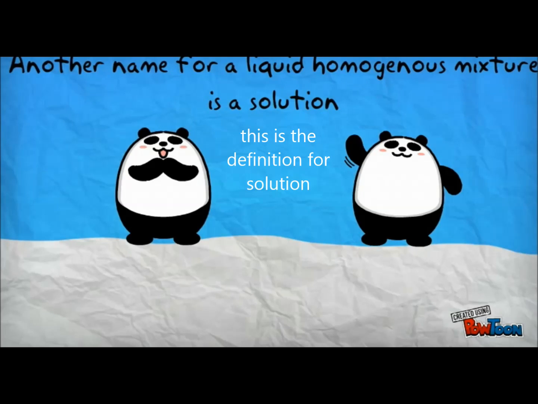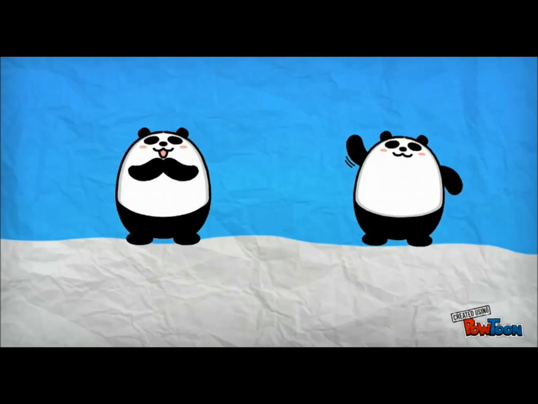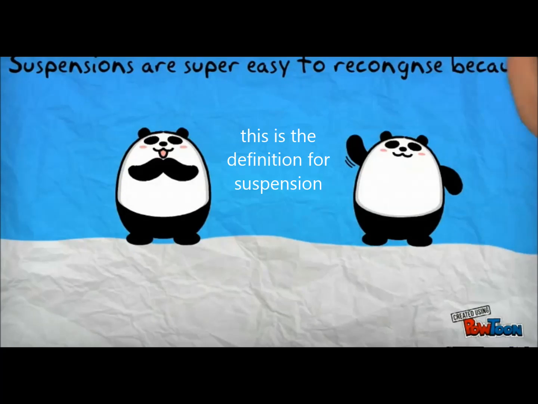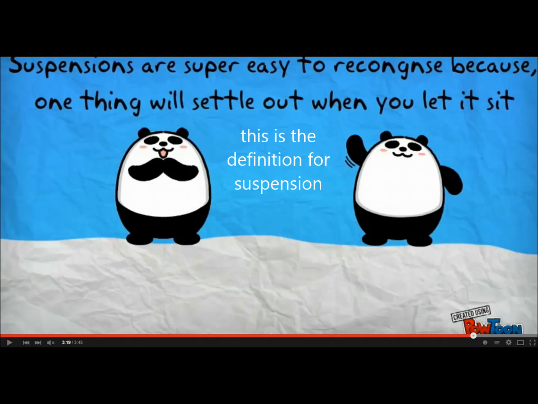Okay, so this is another vocabulary word. And there are two types of heterogeneous mixtures we're going to talk about. One is a suspension and one is a colloid. Okay. Suspensions are super easy to recognize because one thing will settle out when you let it sit. So examples of this are going to be things like Italian salad dressing. Okay, when you get Italian salad dressing off the shelf or out of the fridge, you see all the spices on the bottom, you see the water portion on the bottom, the oil portion on the top. You shake it before you use it. Another example would be the ocean. When you walk in the ocean, the sand is stirred up and it's mixed throughout.